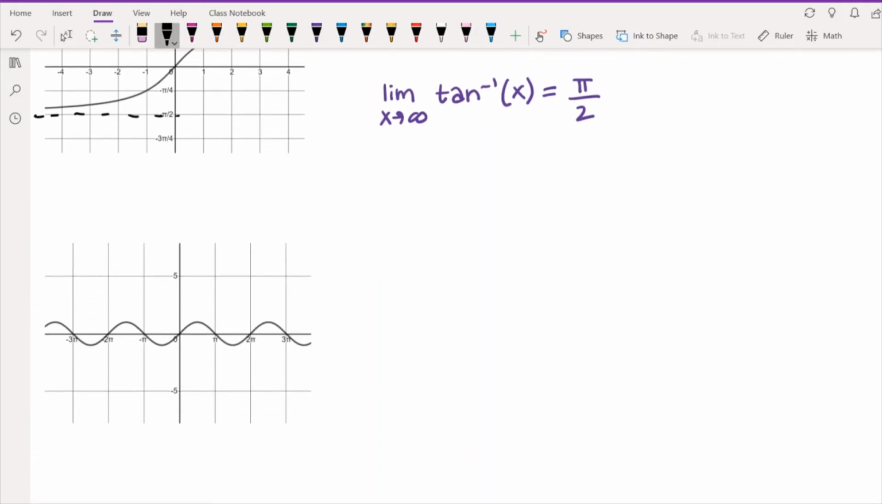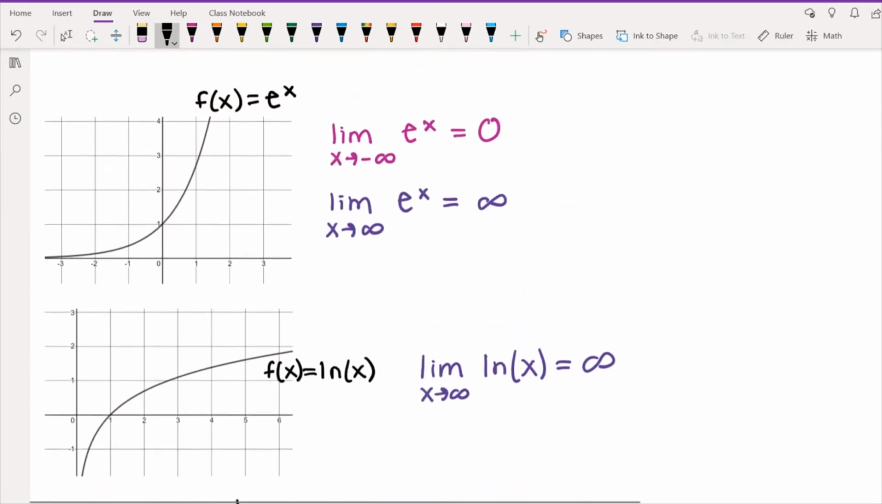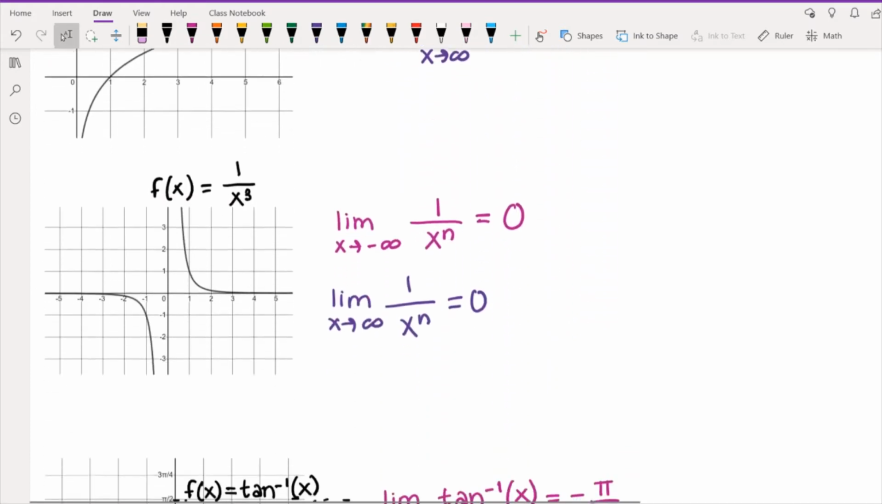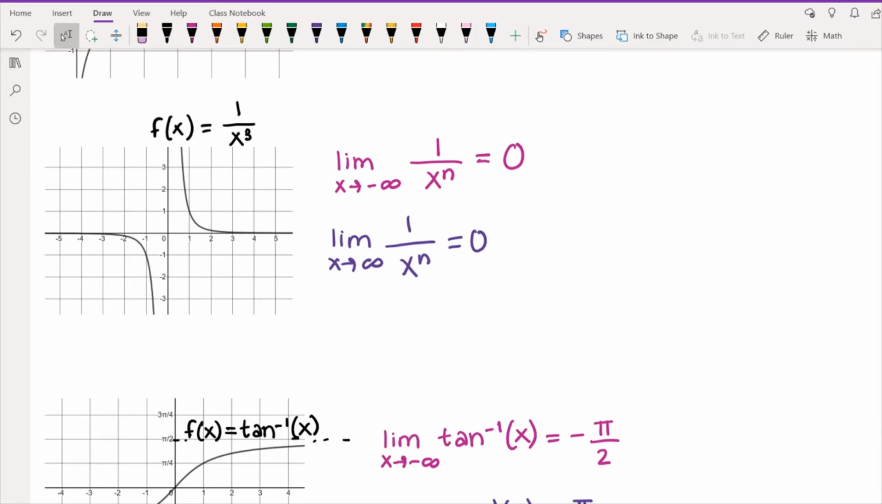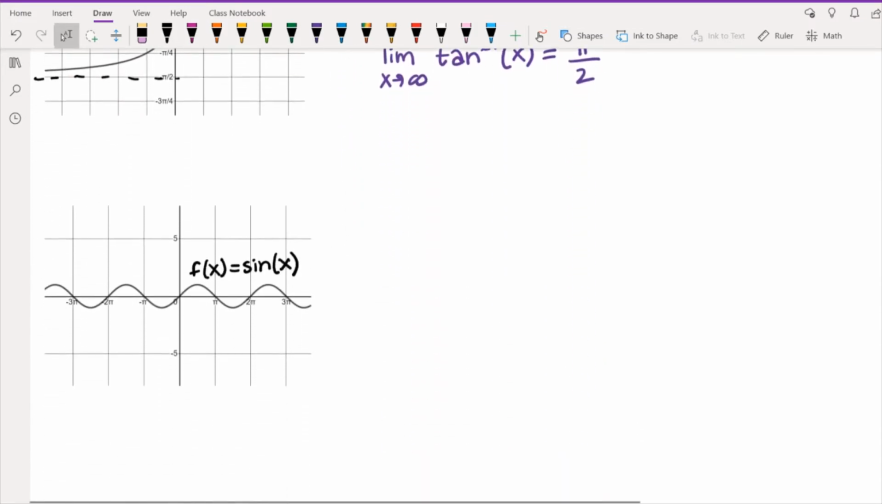Okay, last example, this one's kind of an odd one out. This is the graph of sine of x. This function is really different from the other ones, right? If we look at some of these earlier graphs, e to the x goes up and up and up to the right, whereas 1 over x cubed flattens out, and inverse tangent also flattens out. This graph doesn't shoot way up, doesn't shoot way down, and doesn't flatten out, it just repeats itself over and over.